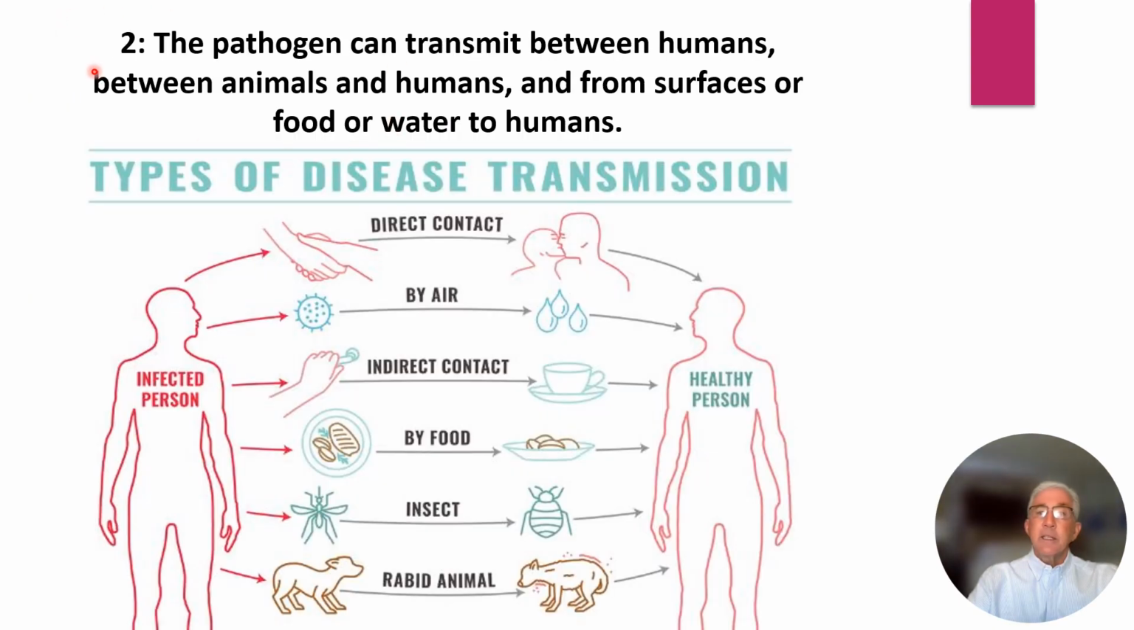Now, the second key concept is that the pathogen can transmit between humans, between animals and humans, and from surfaces or food or water to humans. It can be direct contact, like you see here, or it can be droplets or surfaces, and these are called fomites, or it can be food, water, insects, or animals, and these are all called vectors.